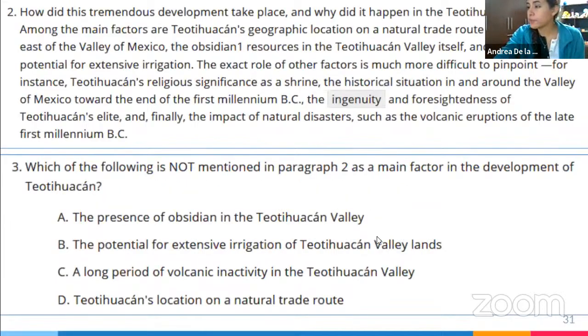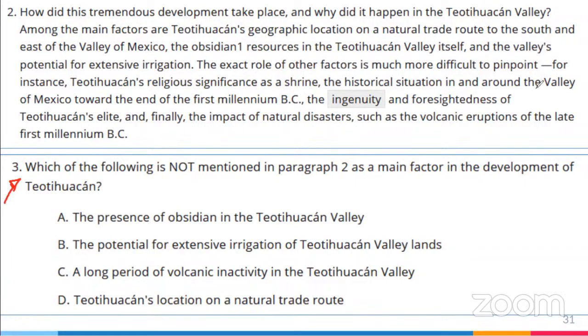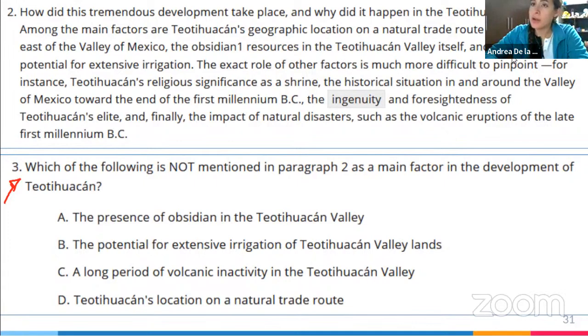Let's see. Carolina, please, can you read question 3 here? Okay, teacher. Number 3. Which of the following is not mentioned in paragraph 2 as a main factor in the development of Teotihuacan? Okay. So we're going to do the same. I'll give you guys 1 or 2 minutes to try to answer this question. Let me know what option you would choose, and then we'll see the strategies for this question.